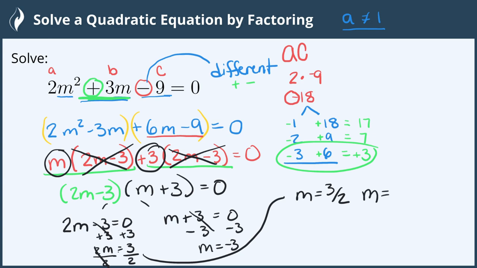So our two answers are 3/2 and -3. These are the two numbers that will make our quadratic equation equal 0, and we're all done.